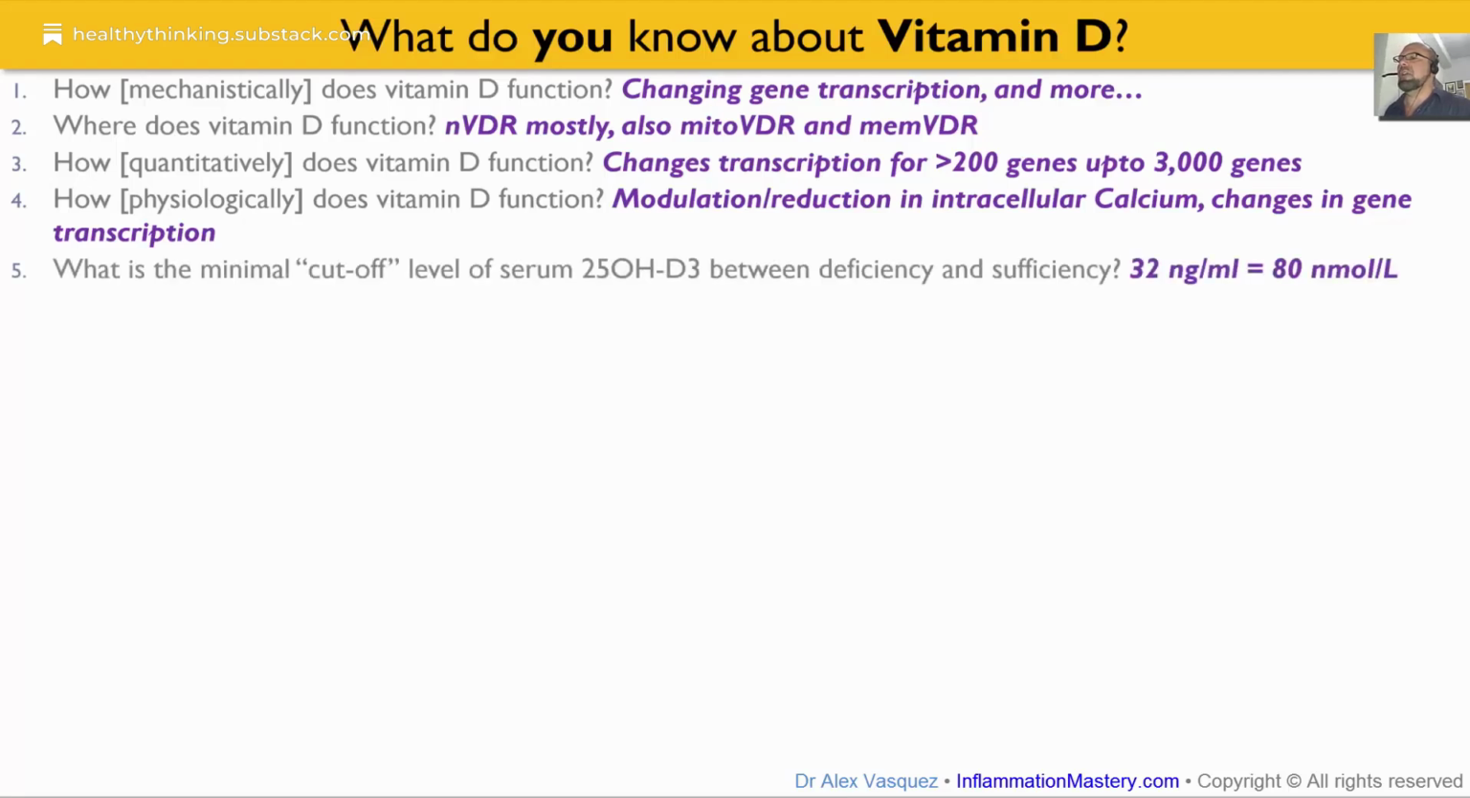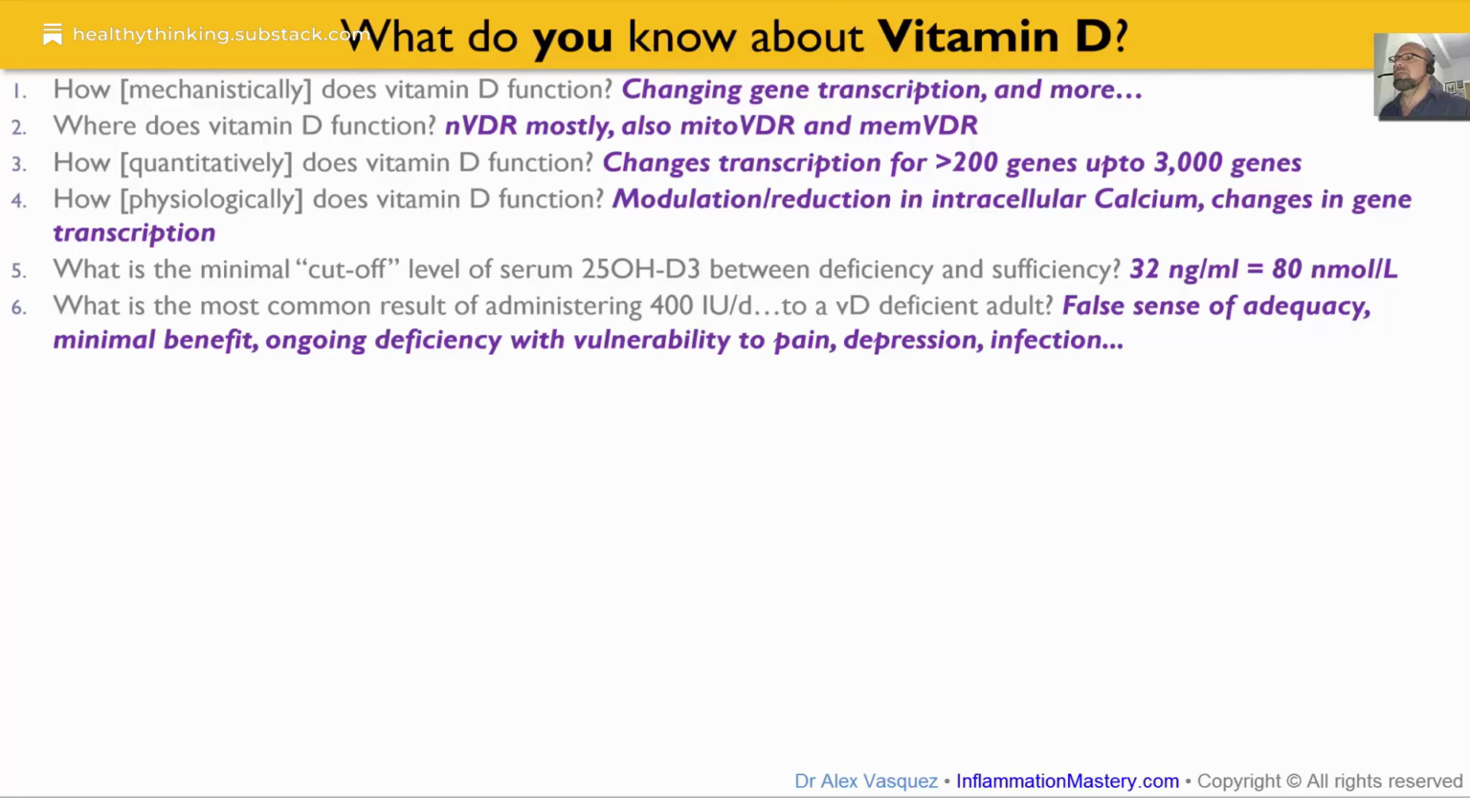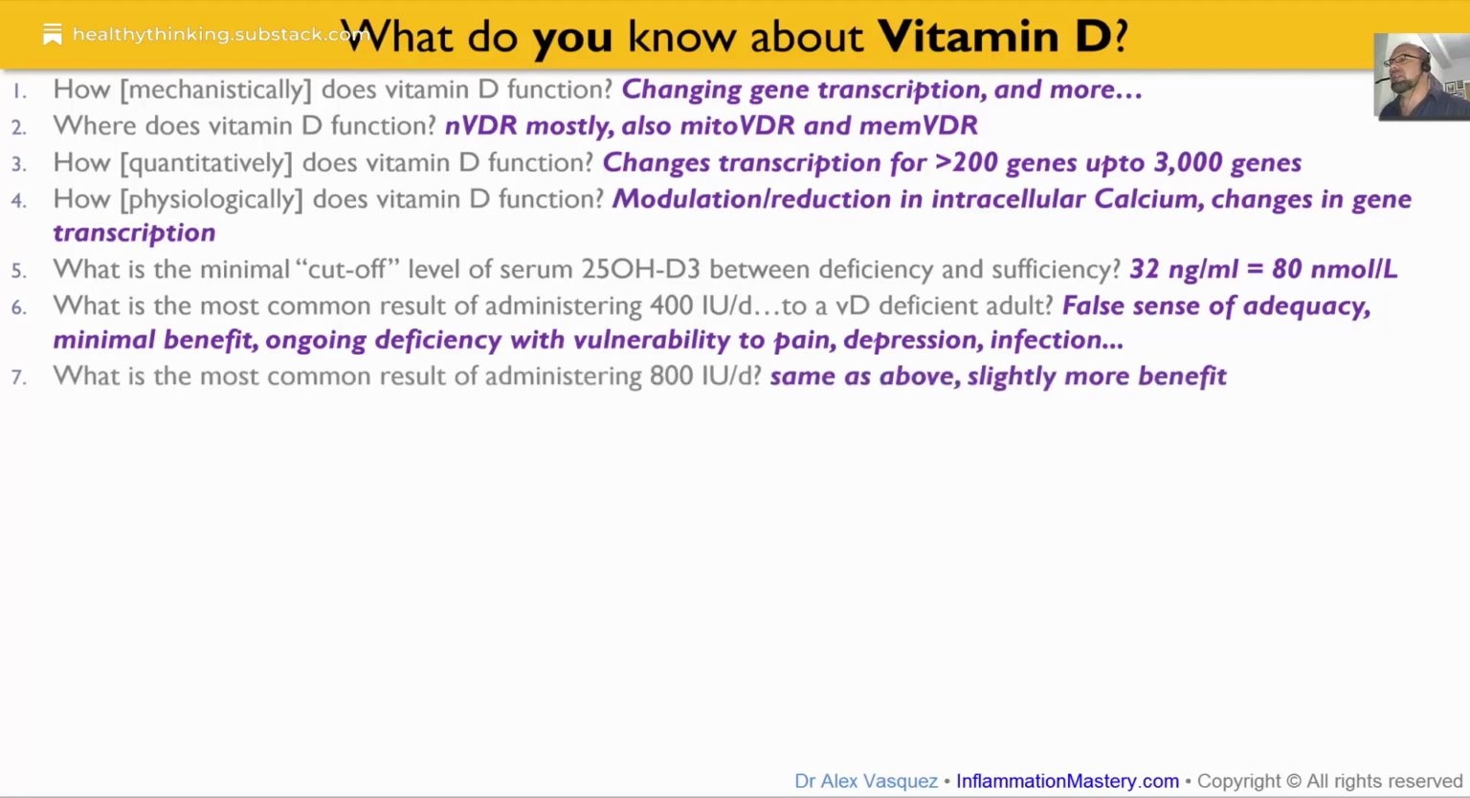What's the minimal cutoff level of 25-hydroxy vitamin D between deficiency and sufficiency? My favorite numbers are 32 nanograms per milliliter, which is equivalent to 80 nanomoles per liter. What is the most common result of administering 400 international units to an adult patient? Basically a false sense of adequacy, minimal benefits, and ongoing deficiency with vulnerability to pain, depression, and infection.